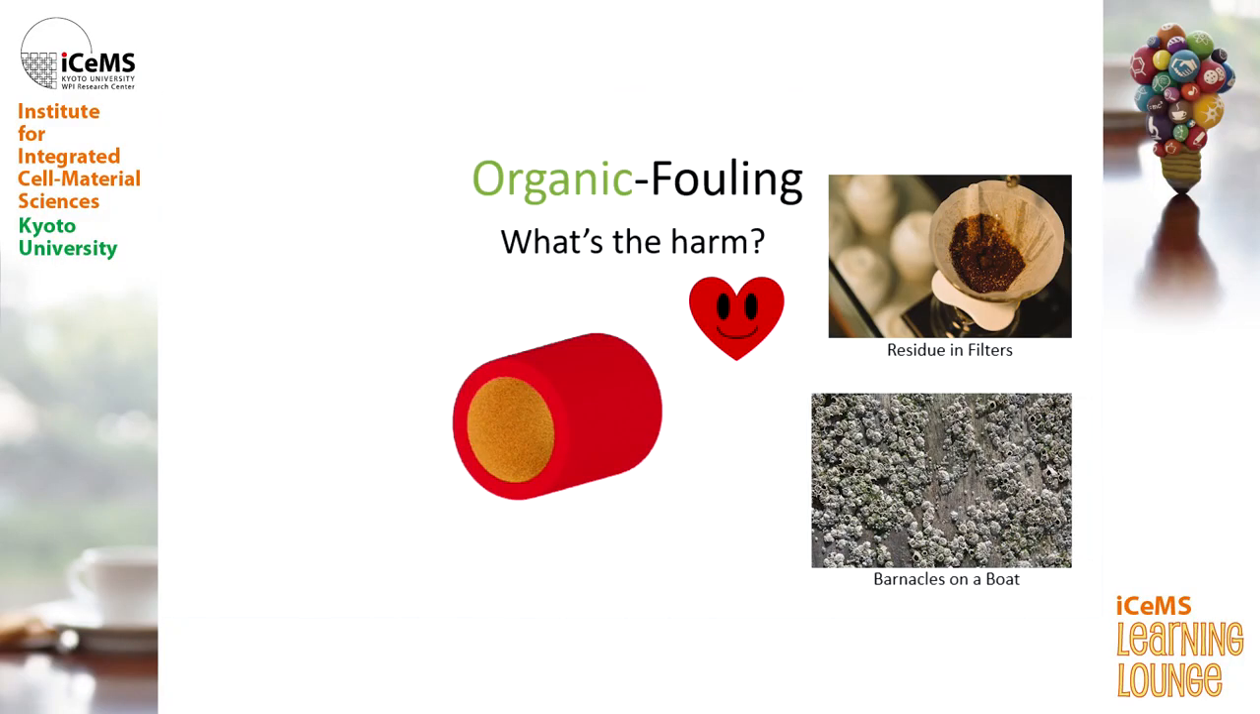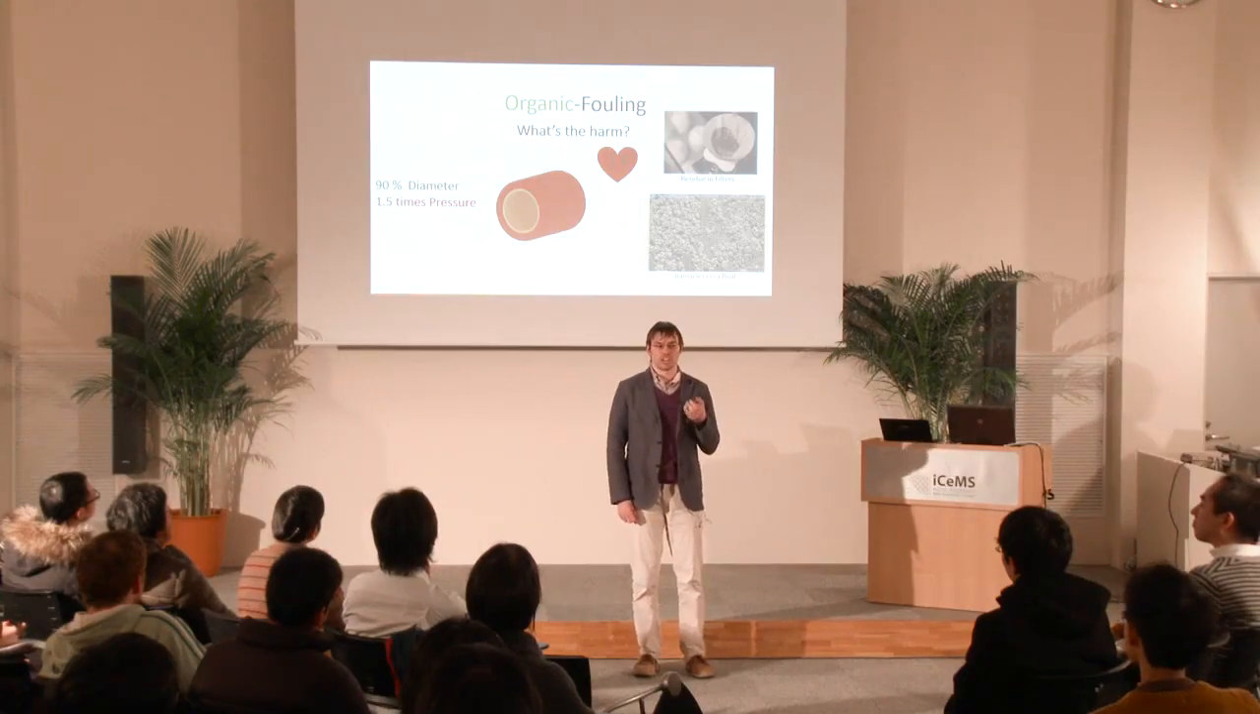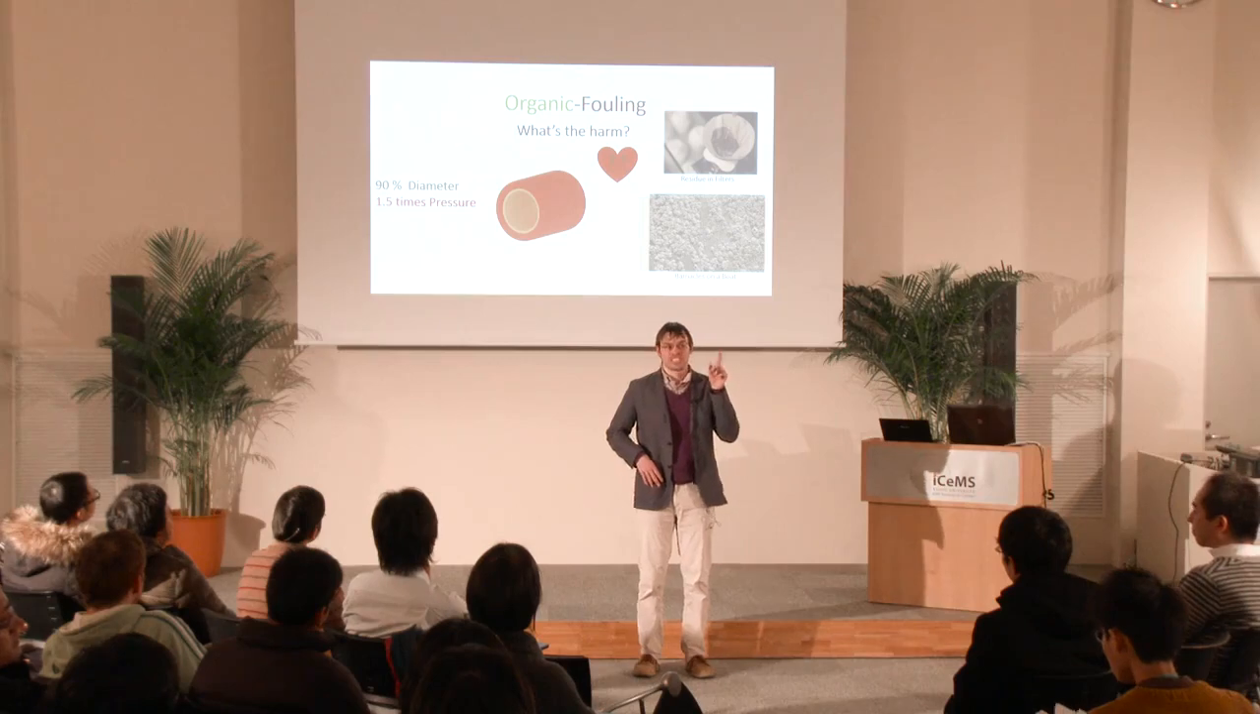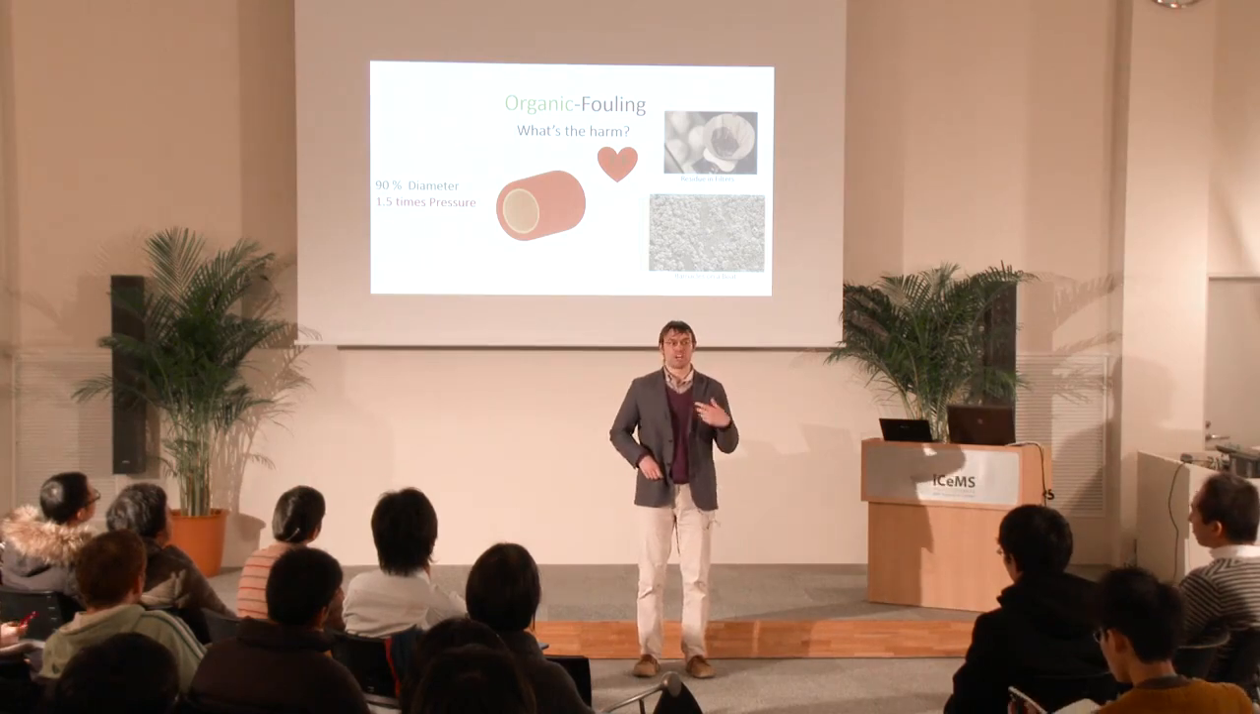If we consider the filter, the buildup of fouling on the filter blocks the pores and prevents the filter from working. The barnacles on the boat increase drag, so the boat can't move as effectively through the water and you need more fuel. And for something like an artery or any kind of pipe or tube, the effect of fouling is quite detrimental. If we have our heart pumping blood through our artery, and we have some buildup of cholesterol in the artery wall, a very small buildup, so maybe we lose 1/10 of the width of our artery, this increases the pressure that the heart has to pump at. For just a 1/10 decrease, 1.5 times the pressure is required.